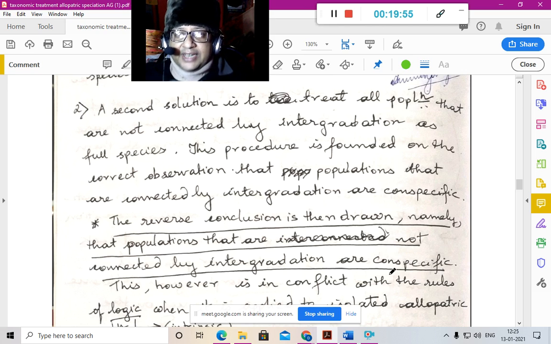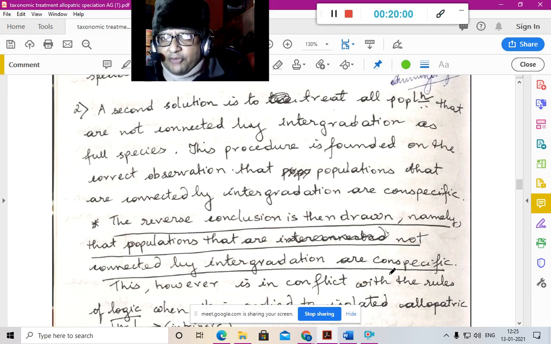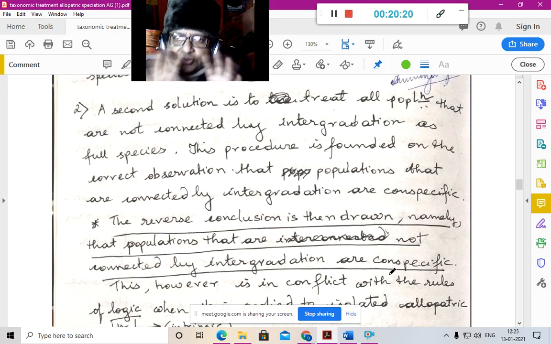So there are a lot of conflicts. On one hand, you are saying look at their morphology. If their morphology is the same, they are the same species. And then you say that if they are geographically isolated and morphology is different, they are different. That also has a problem. The second solution is that if they are morphologically similar but different populations with no connection, they are separate species. That is also wrong. You don't treat them like that. So both of these have got problems. They have got positive ways and negative ways.